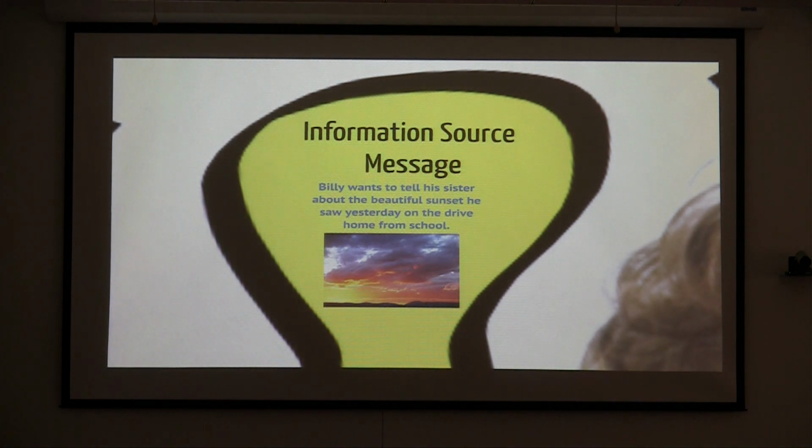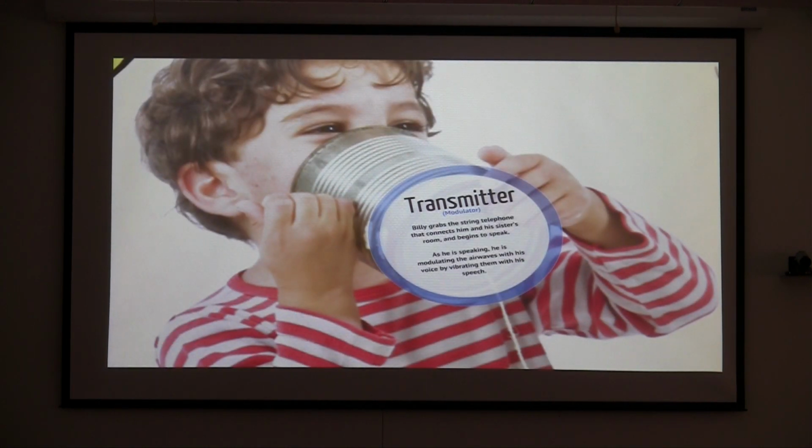That would be the information source for the message. So Billy has thought of this idea in his head, but he hasn't quite transferred it over to his sister yet. In this instance, he's going to be using a string can telephone, but it works just the same with simply speaking. So Billy is going to transmit his message. In this case, Billy grabs the string can telephone that connects him and his sister's room and begins to speak. As he is speaking, he is modulating the airwaves with his voice by vibrating them with his speech, which is also what I'm doing now, to speak to you.